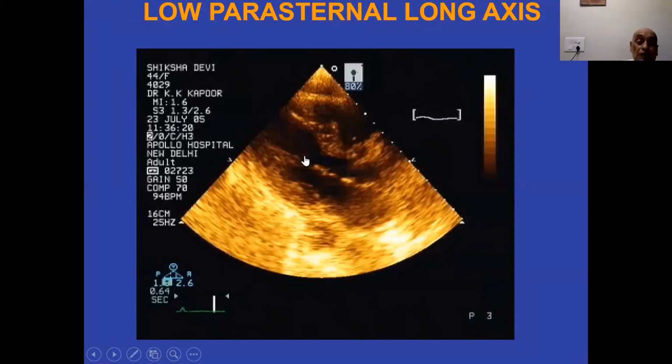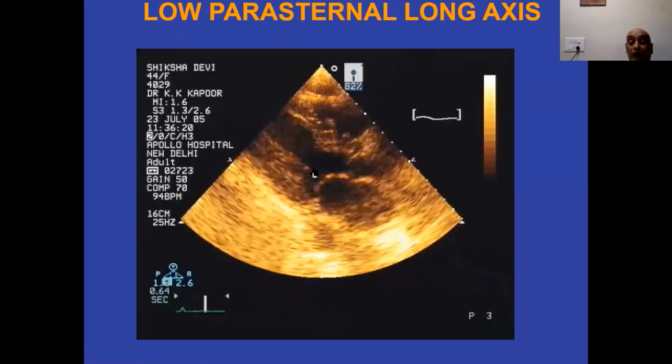Because the apical long axis view will somewhat superficially look like this, but this is in the parasternal position. So you're getting a view of the apical segments of the left ventricle from the parasternal position. That is very important. It is at a lower depth, so better quality imaging. You're getting more of the apical segments, less of the aorta, and you can see it moving.